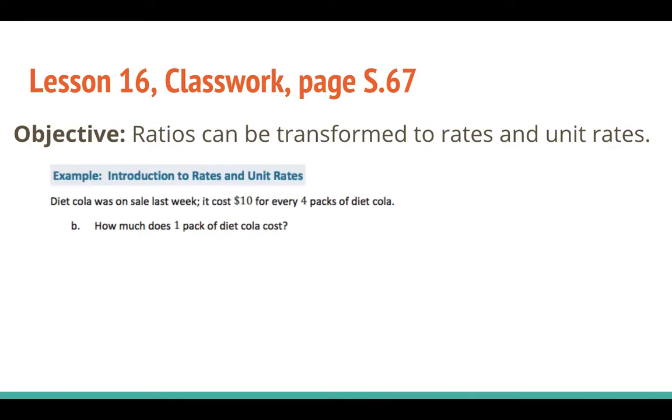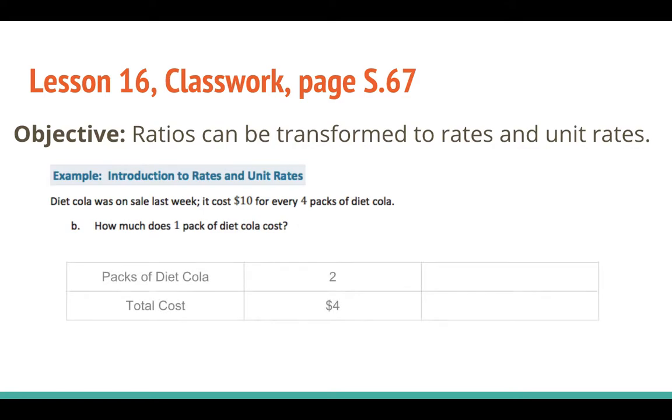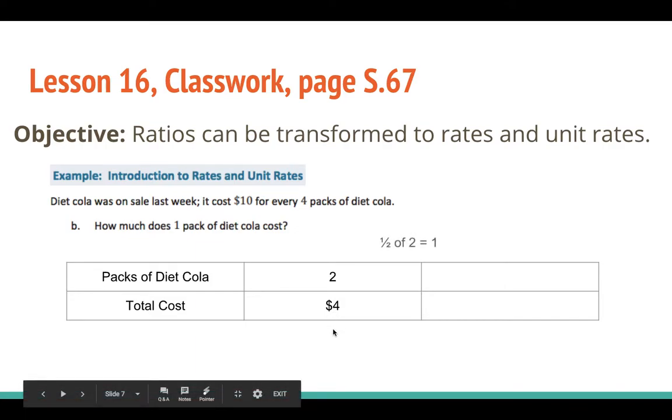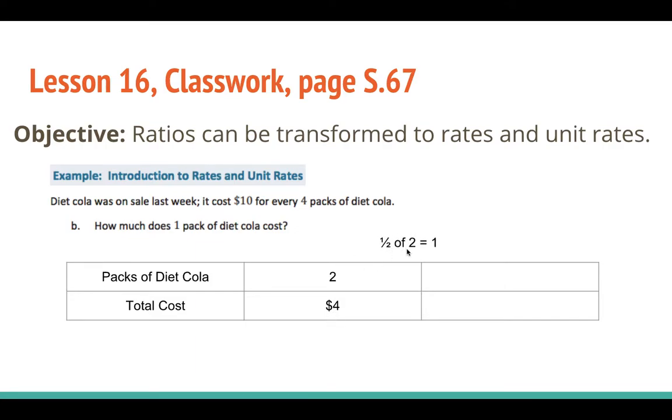The next example, we continue on. Okay, remember earlier, Diet Cola was on sale, $10 for 4 packs of Diet Cola. Now we want to know, how much does 1 pack of Diet Cola cost? We come up again with our ratio table. And we found out earlier, right, in letter A, that 2 packs of Diet Cola would cost $5. And we know that 1/2 of 2 equals 1. Right, so that will give us 1 pack of Diet Cola.